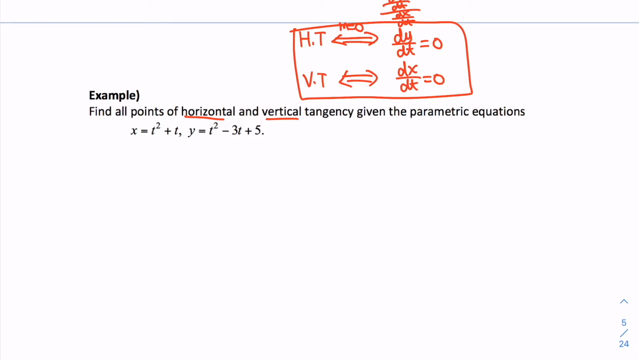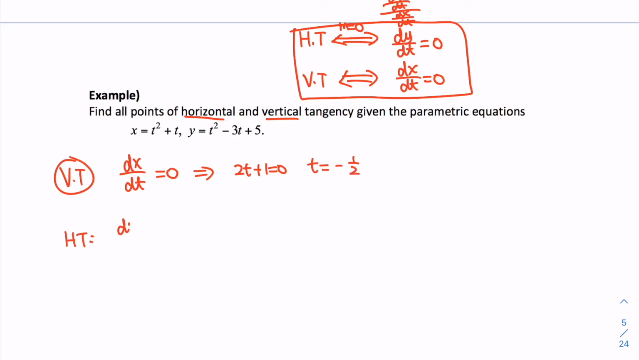So for example, this one, dx over dt equals 0. This gives us vertical tangent. Make sure you label it. So this gives us 2t plus 1 equals 0, so t equals negative 1/2. Horizontal tangent, dy over dt equals 0, which is 2t minus 3 equals 0. So t equals 3 over 2.